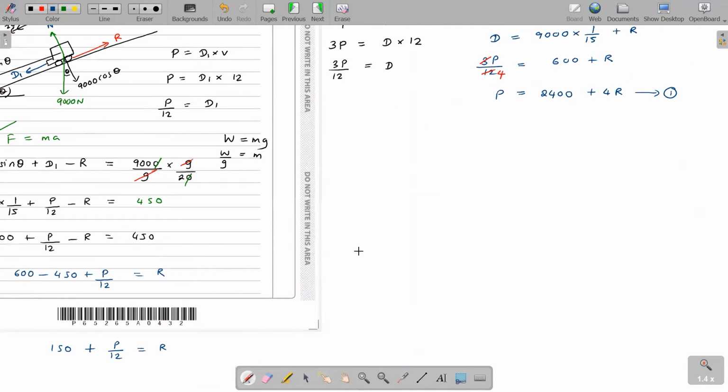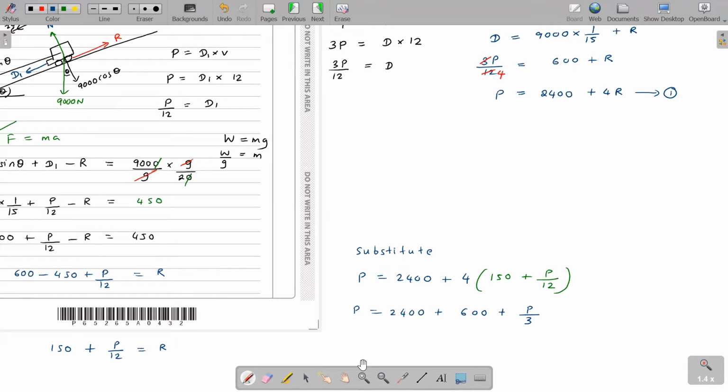Let's substitute that over to the first one. P equals 2,400 plus 4R. So replace the R value. R is 150 plus P over 12. Open the bracket: 2,400 plus 4 times 150, which is 600, plus 4 times P over 12. The 4 and 12 will cancel out, right? 4 into 1 over 12 is basically 1 over 3.